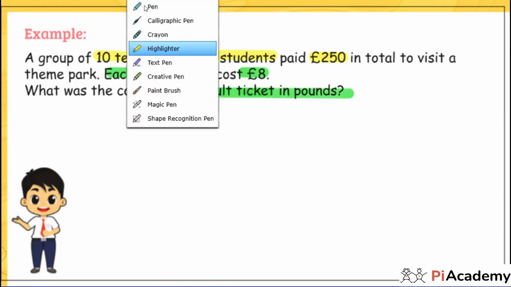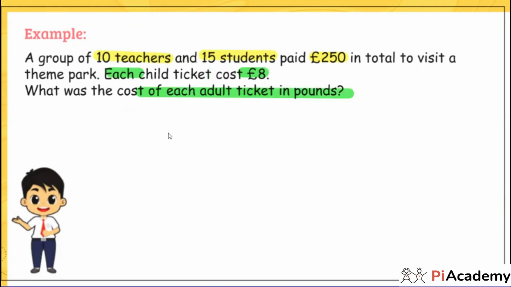Fine. So first of all, see, how many teachers are there? 10 teachers, okay? So 10 teachers are there and 15 students are there. And you know that child means students only, so nothing to worry. This means each student's ticket, you can replace it with student ticket. So each student ticket, you know, is £8. We don't know the teacher's ticket. Let's say X is the cost of teacher's ticket, okay? I am writing: this is the cost of teacher's ticket.